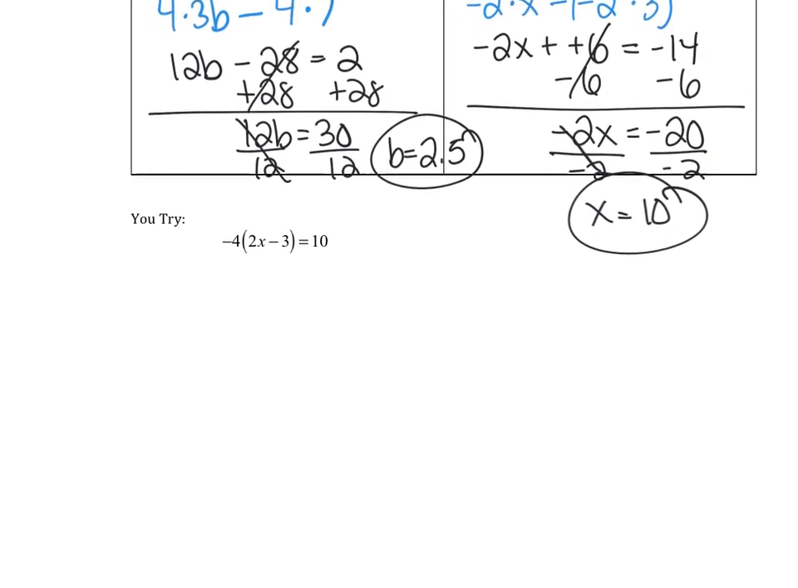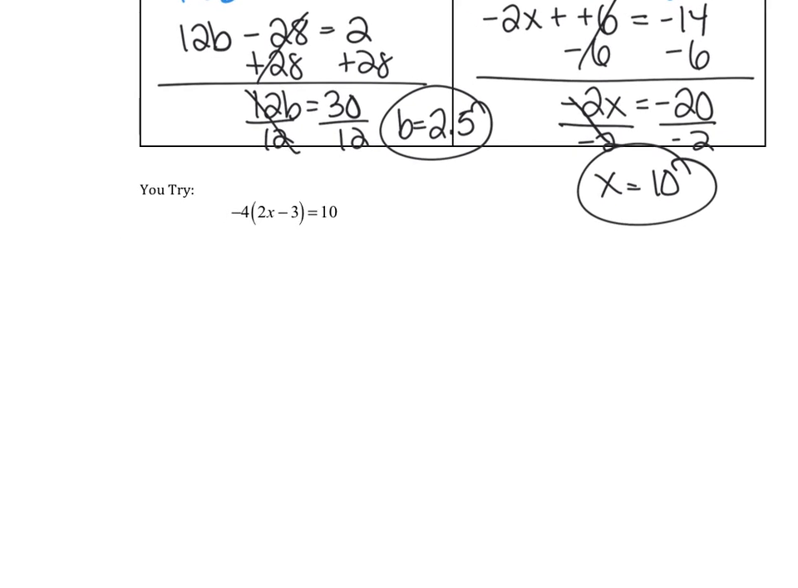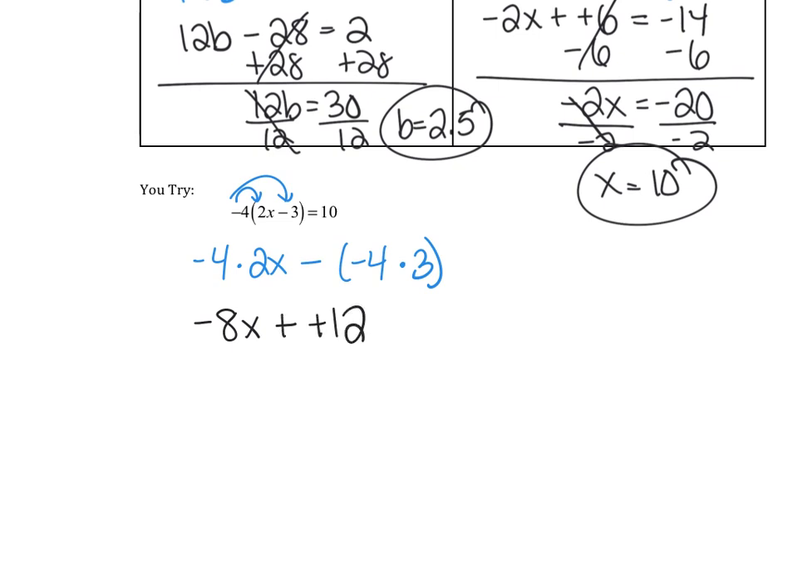And then this last one, it says you try. So I'll write this one out for you again so you have another example. First step, take that number on the outside, multiply it into both pieces until you get a two-step equation. So we've got negative 4 times 2x minus negative 4 times 3. Simplify this as much as possible, but pay attention to the signs. Negative 4 times 2x is negative 8x minus negative 4 times 3 is negative 12. Remember, the double negative here is going to turn into a positive or a plus, is equal to 10.